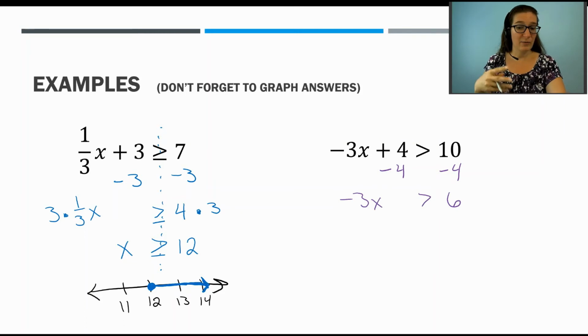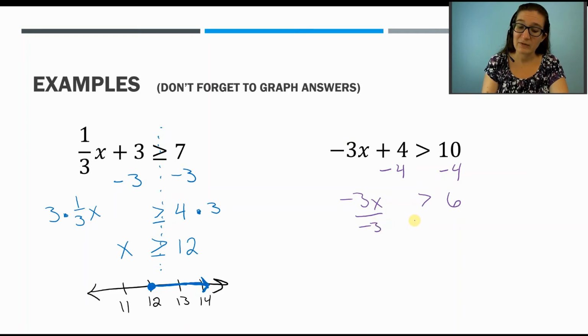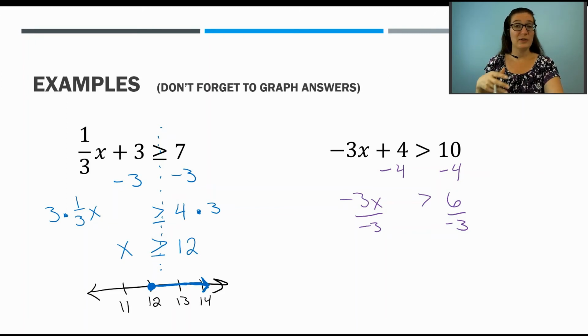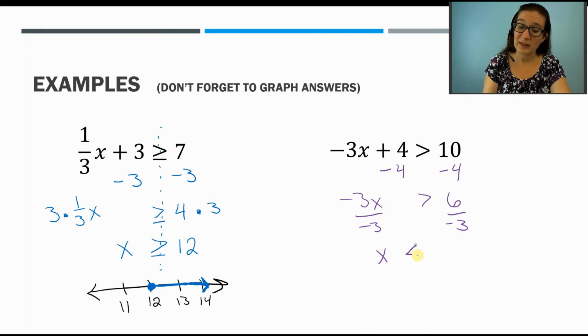And now for my next step, because negative 3x is multiplying, I'll do the inverse, or divide by negative 3. Now here's our sign. I am dividing by a negative number, so that means that I will need to flip this sign when I resolve. So that means I've got x, flip, less than negative 2.